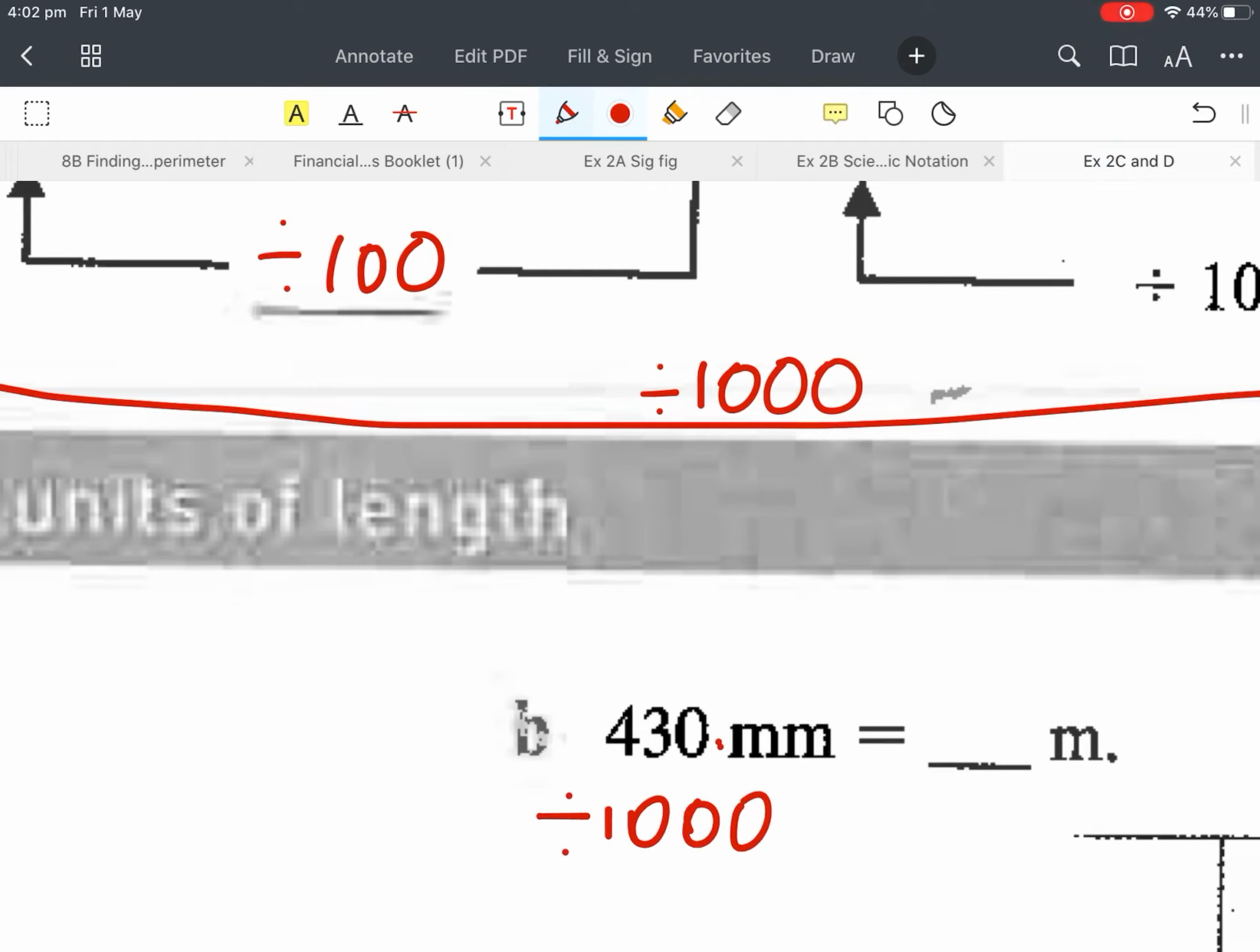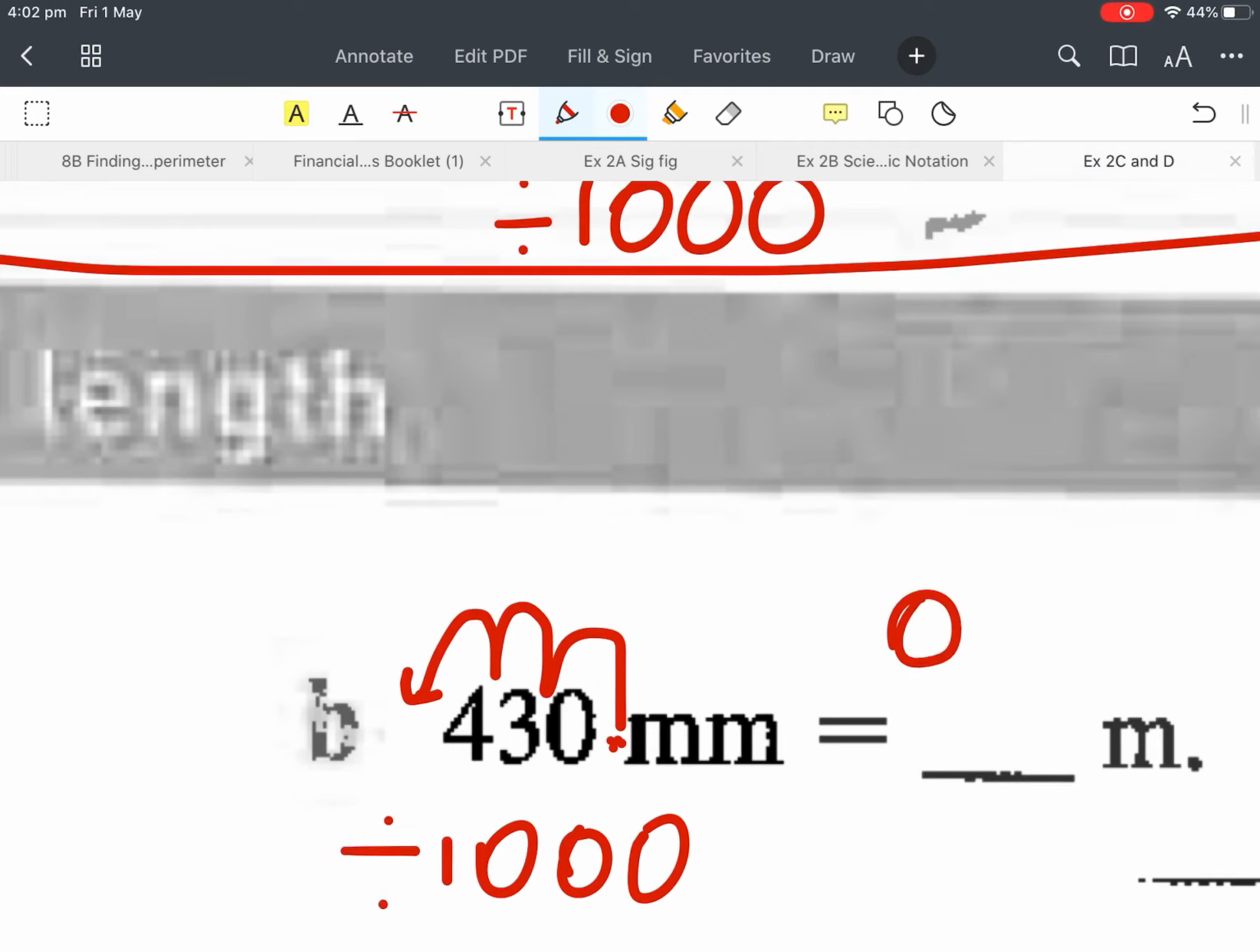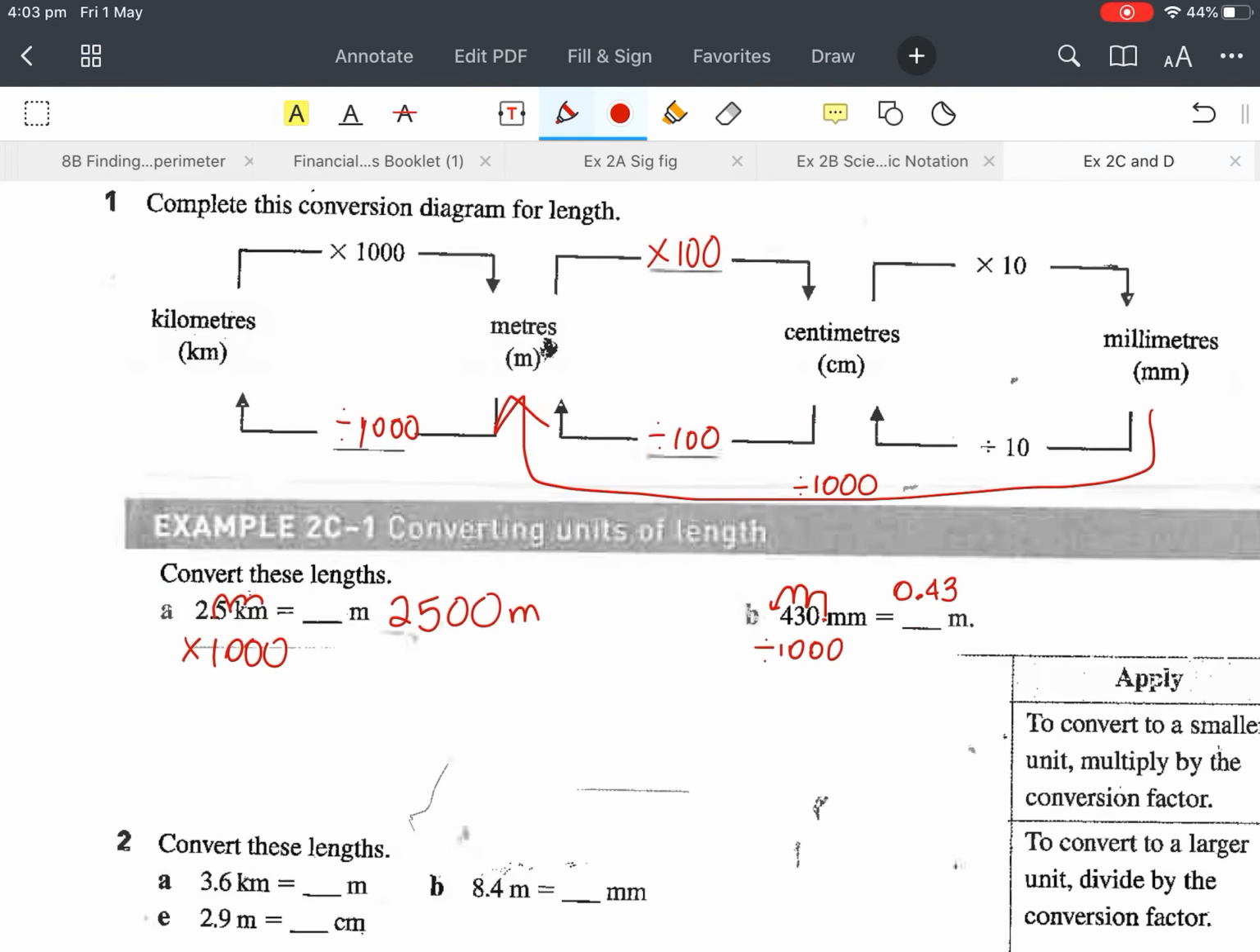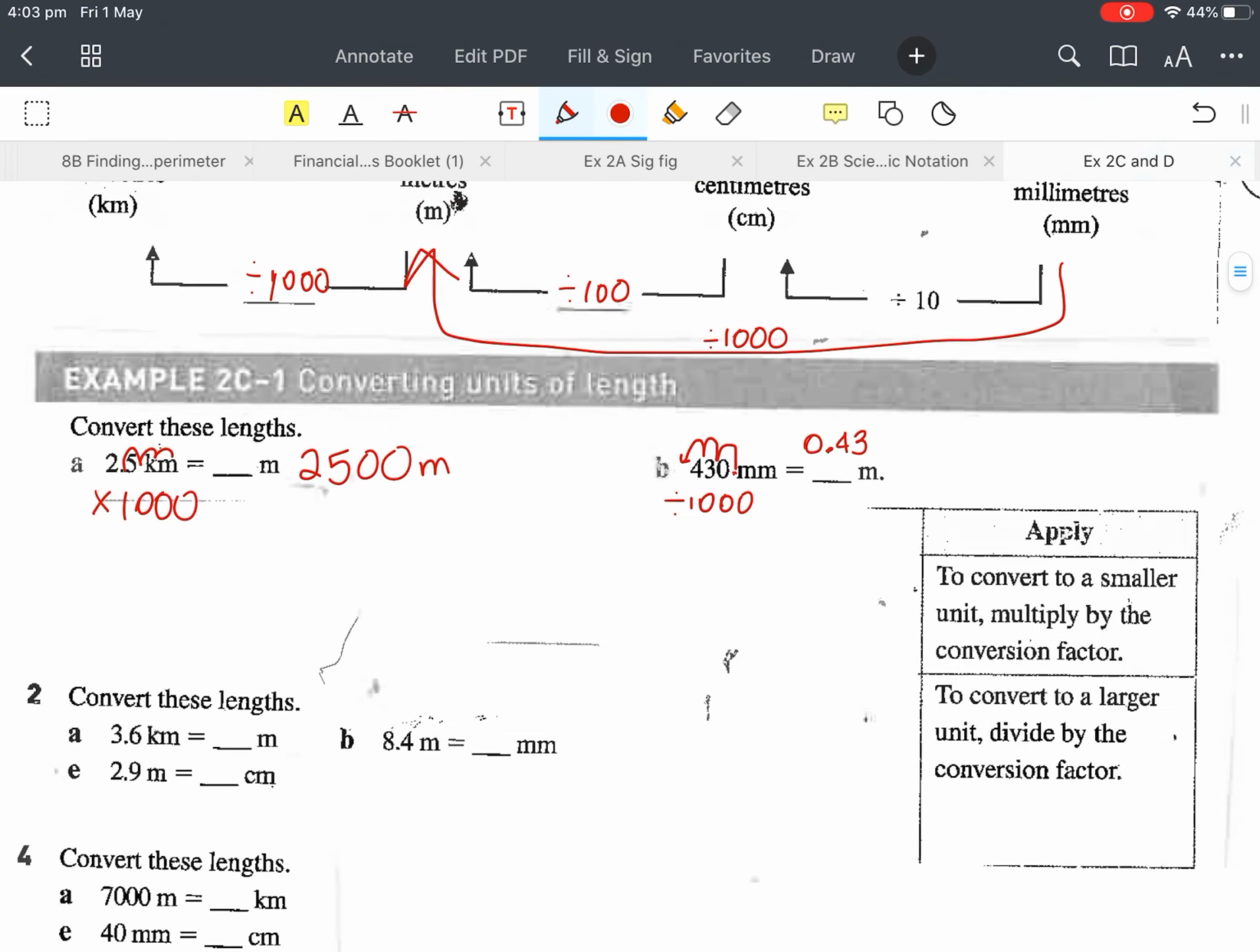So this time I'm going to start at the end and I'm going to jump. There are 3 zeros in 1,000, so I'm going to jump 3 spaces to the left. So that will give me 0.43. You don't need to write the 0 on the end if you don't want to. 0.43 metres.